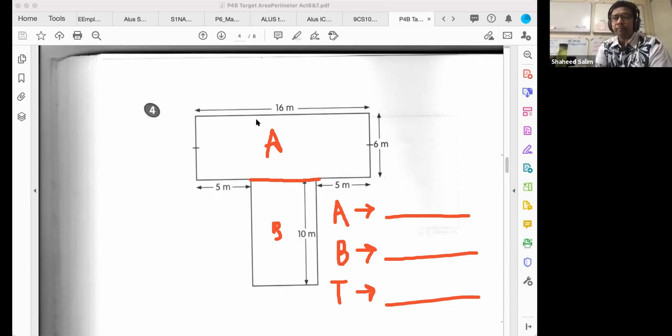Amara, find the area of A, area of B. I'll give you 1 minute, okay?